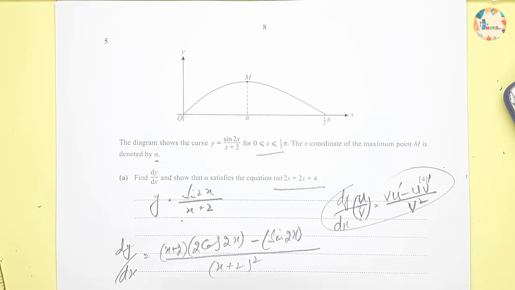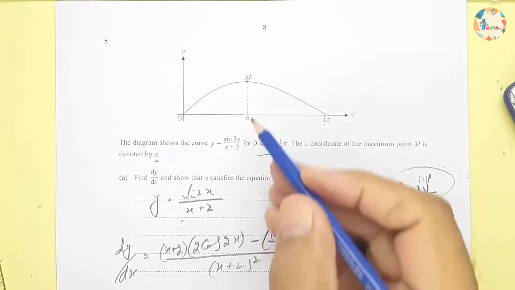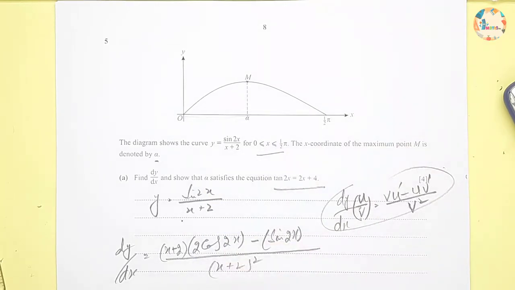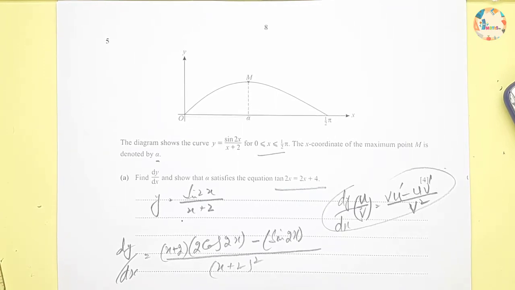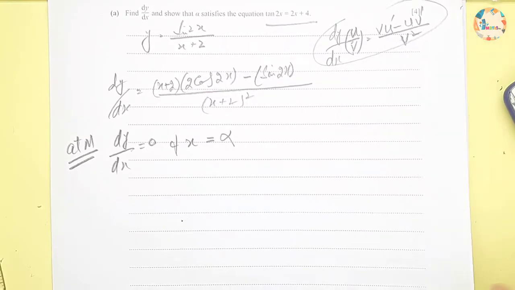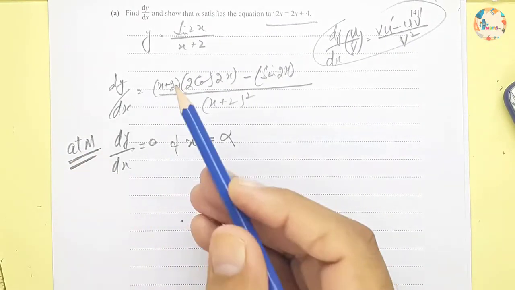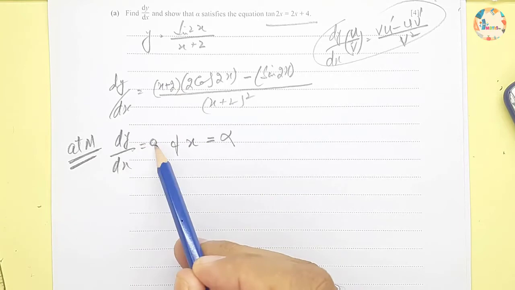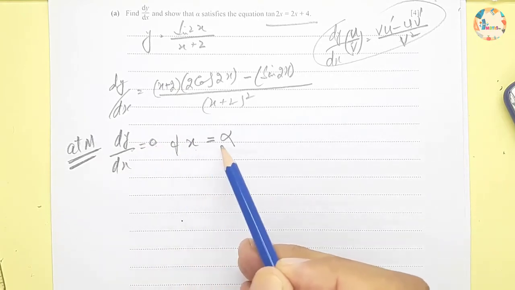dy by dx. For the maximum point M, dy by dx is equal to 0, and the x value will be equal to alpha. So we are replacing these two values. One second, I'll move the page. Yes. So at the maximum point M, dy by dx will be 0 and x will be equal to alpha.